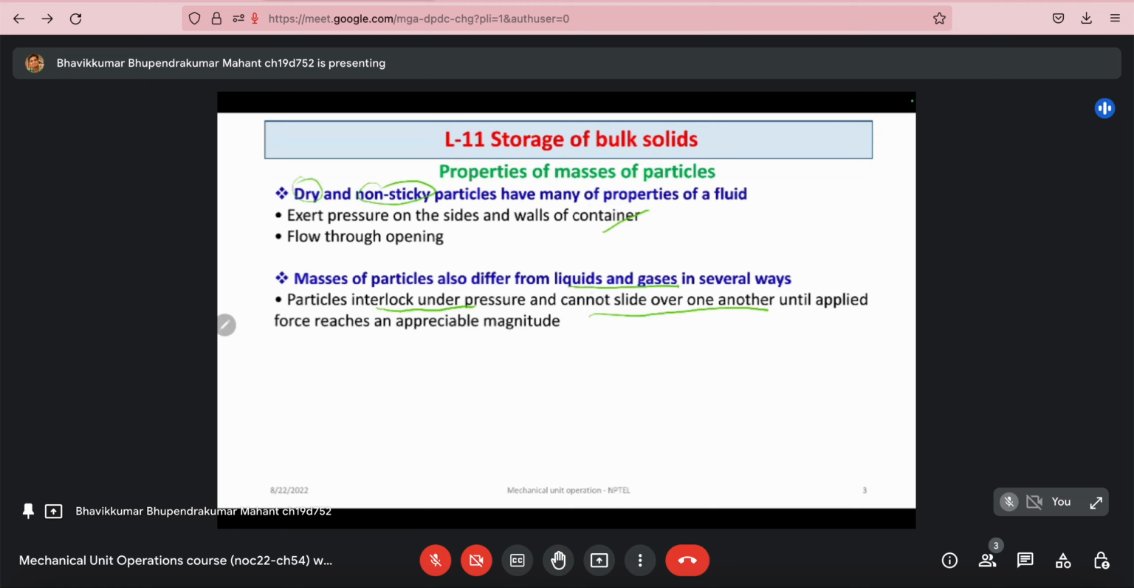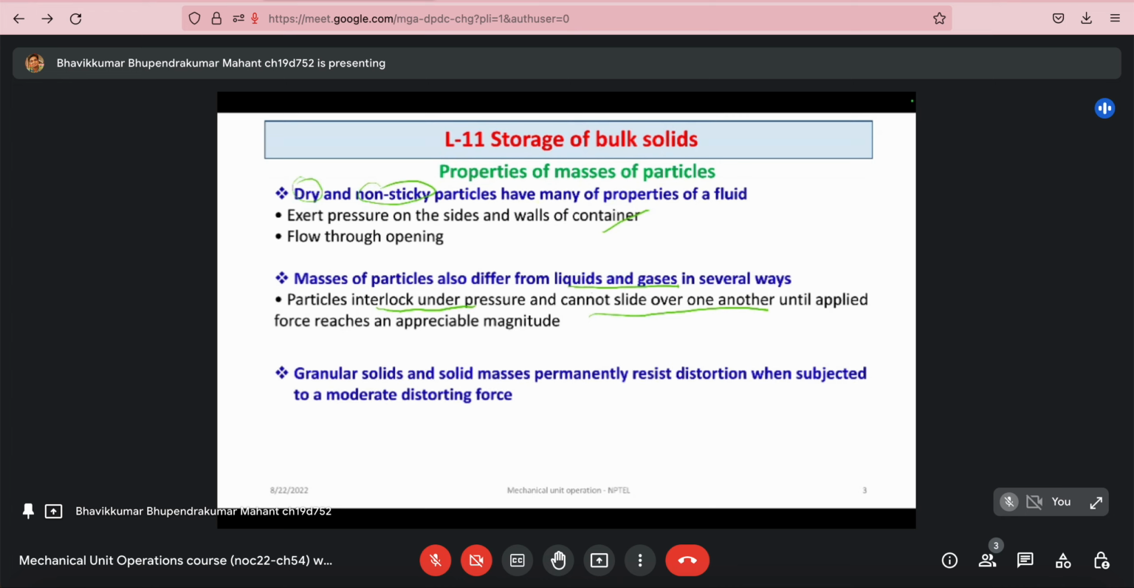So it's not like a fluid, where we apply pressure and it starts to flow. That is the definition of a fluid, right? But if we talk about solids, that is not the case. They are interlocked with each other, and we need to apply pressure above some threshold limit. Only after that can it start to flow or move accordingly. Now, granular solids and solid masses permanently resist distortion when subject to a moderate distorting force.